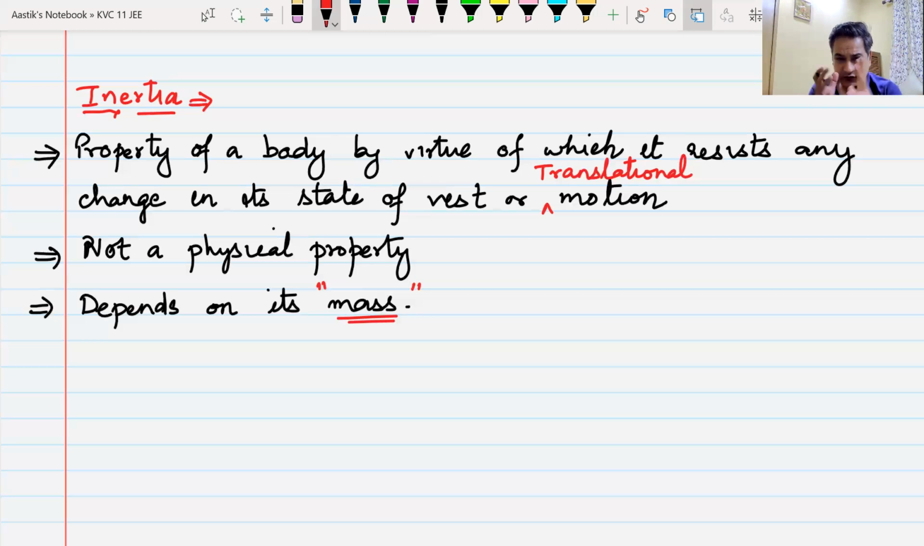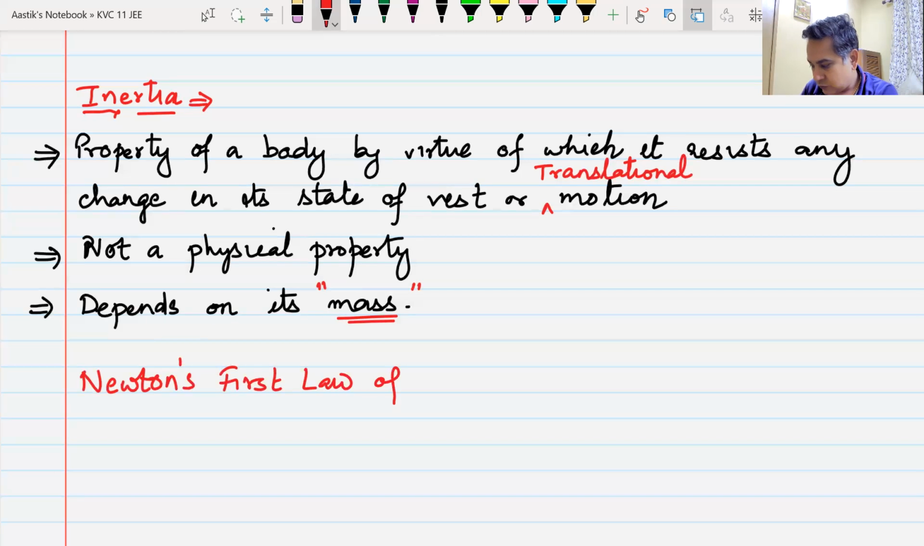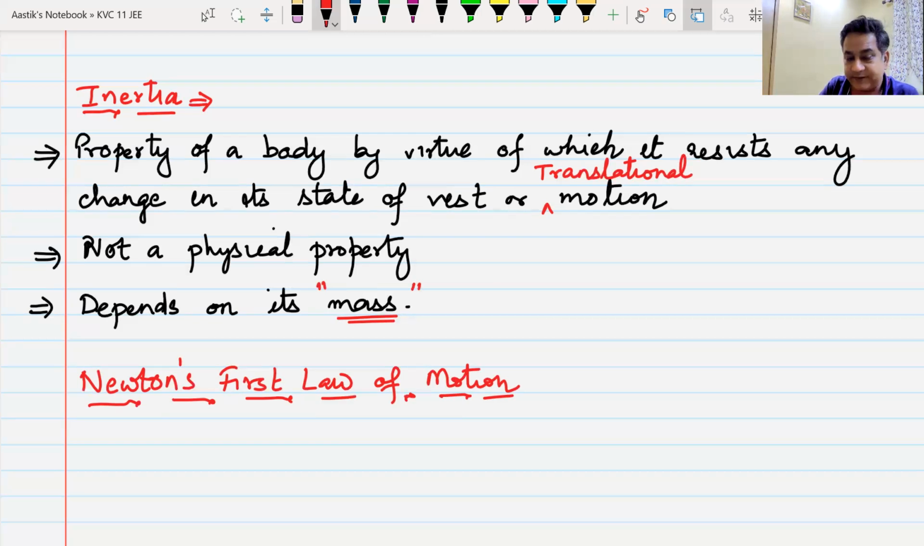Now, as soon as we understand the word inertia, this is very closely related to what we are going to deal with next, and that is Newton's first law of motion. So it is good if you can discuss this before going much into inertia. What is Newton's first law of motion? Everyone knows this, right?